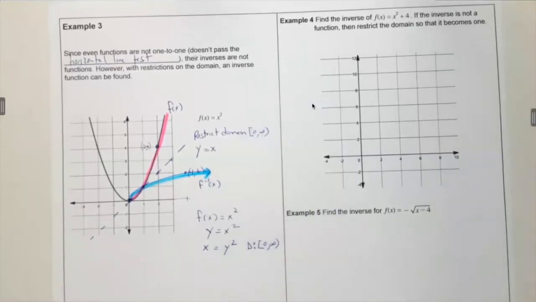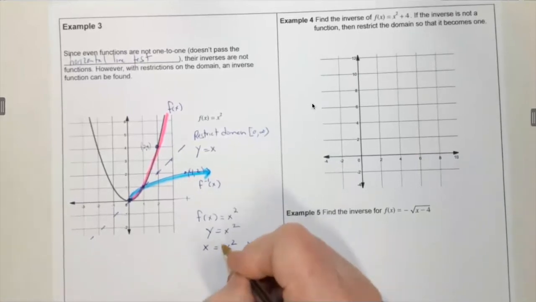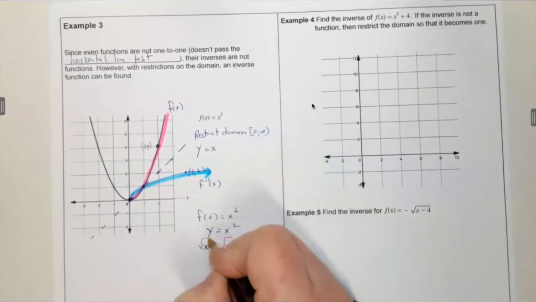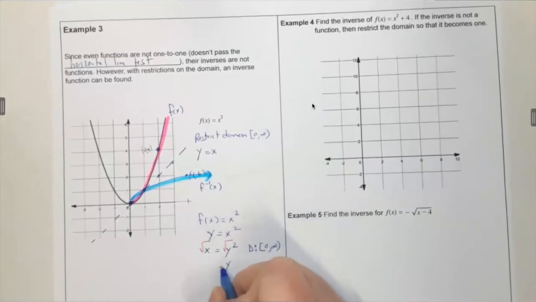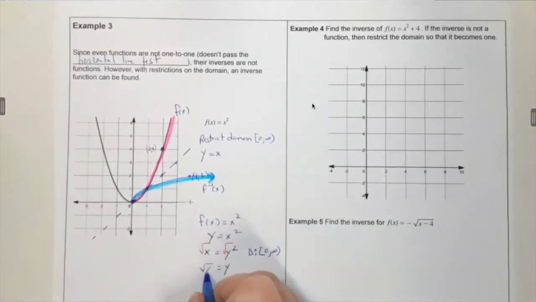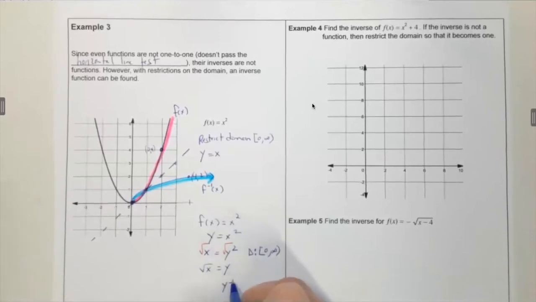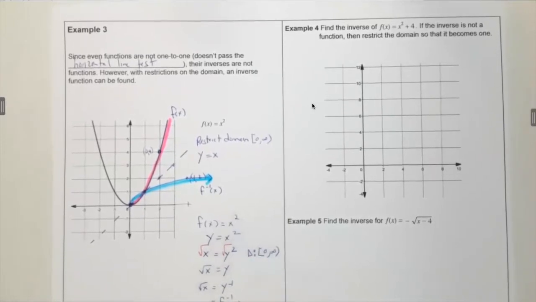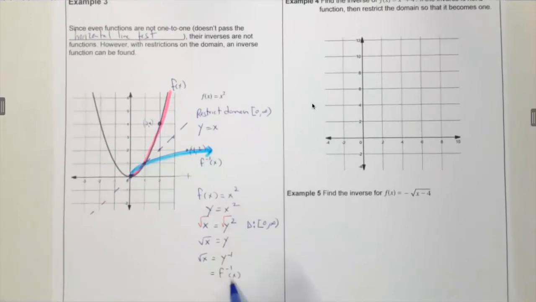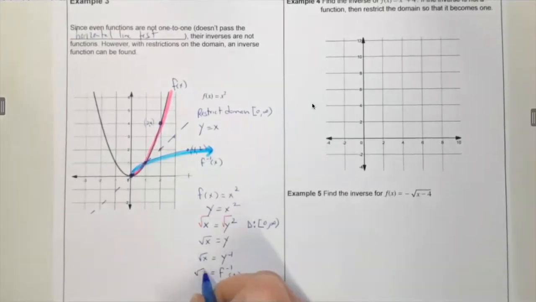Now I need to solve for y. If y is being squared, what is the opposite of squaring? Square root. I don't need the negative. It's not plus or minus because I'm going all the positives. We have that y equals the square root of x. Y inverse equals the square root of x, or f inverse of x equals the square root of x.